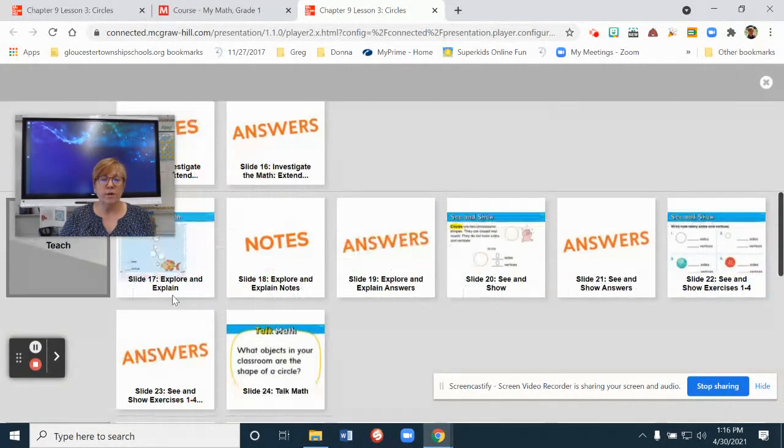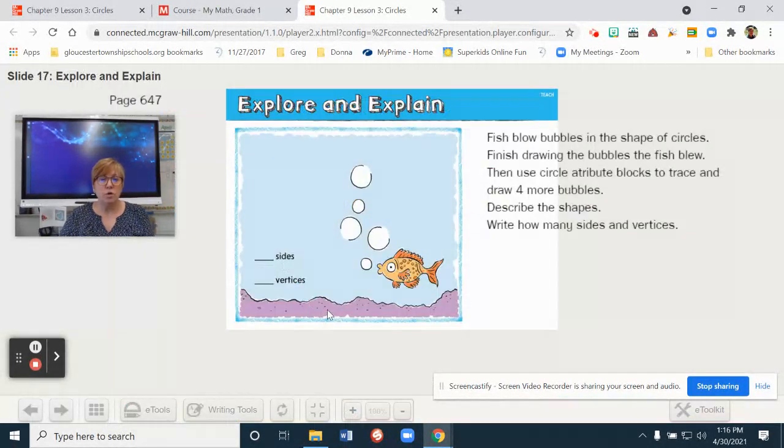And this is where you will get your math workbook, okay? Page 647. If you need time to turn to that page, pause the video, and then come back with your page, and I'll be here.